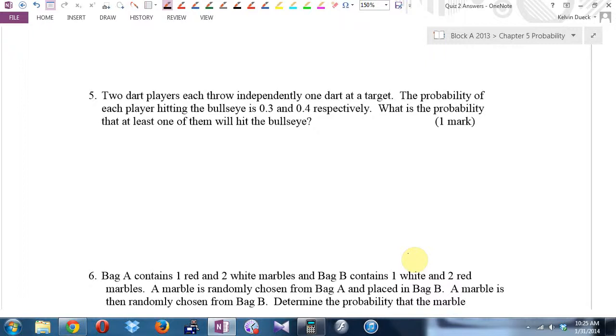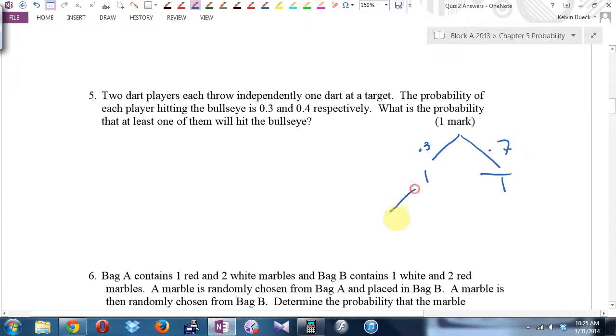What are the options for player one? Hit or miss? So ready? Here's my tree. It's going to look like this. I got player one, hit or miss. Right?